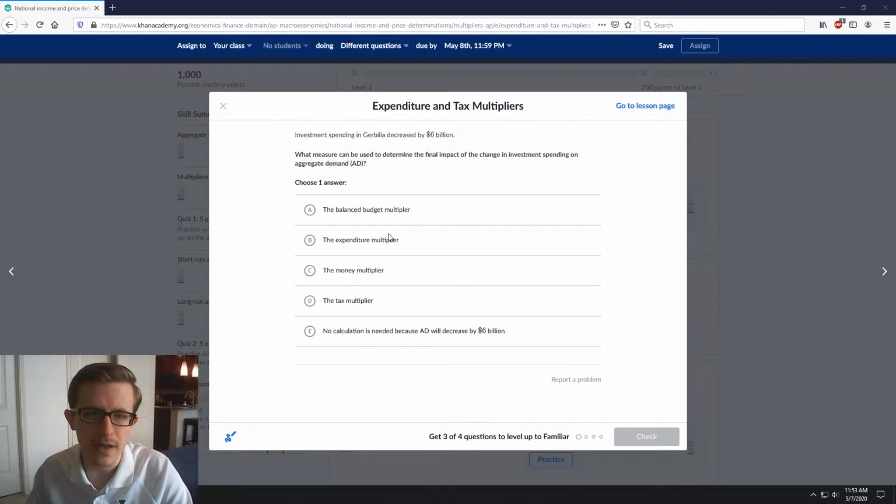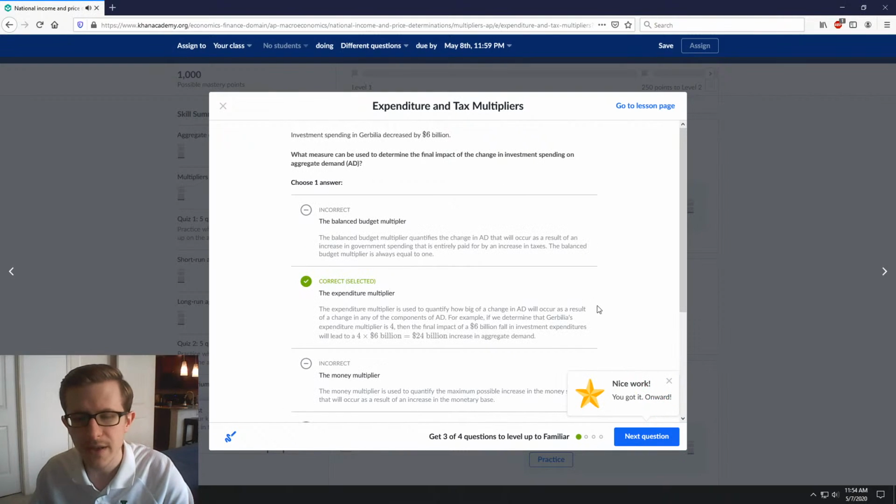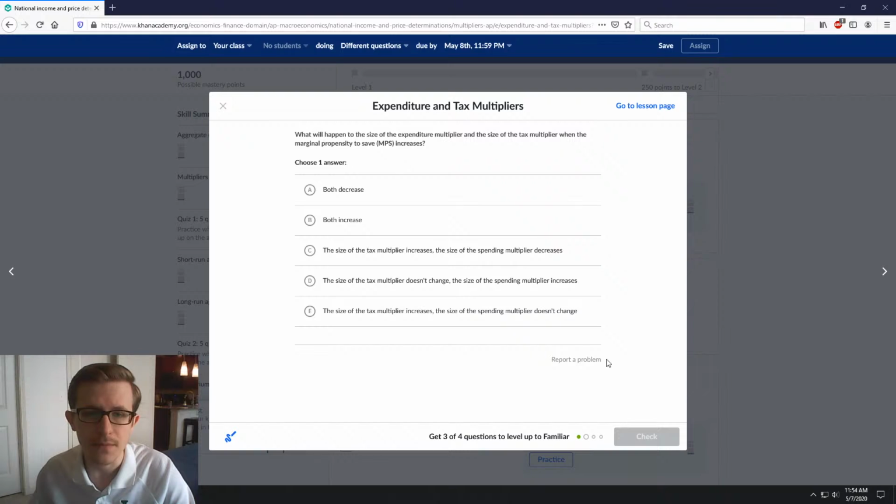Balanced budget multiplier, that implies that you're looking at both tax and investment spending. Money multiplier we do use, but that is from monetary policy and what the Fed's doing, not so much with this. Tax multiplier we do use, but it's about taxes, not about investment spending. Let me see here. So what measure can be used to determine the final impact of the change in investment spending on aggregate demand? So it's probably expenditure. Yeah, that's expenditure. It's just another way of saying what we've used in class. There's a ton of different ways to describe what it is that we've talked about in our course.